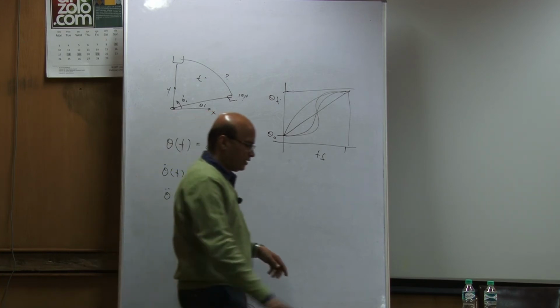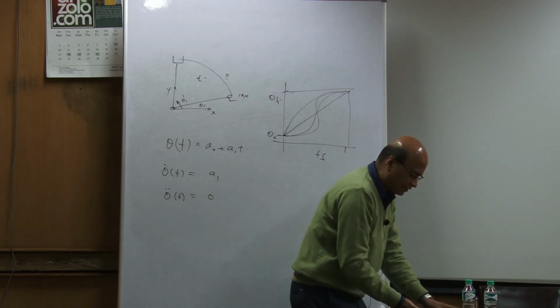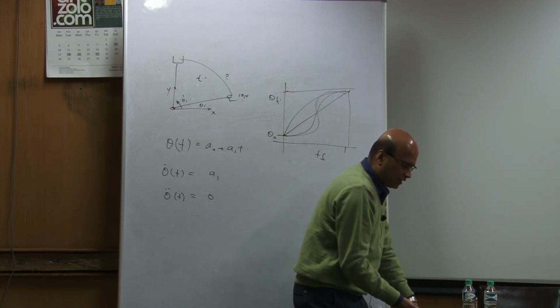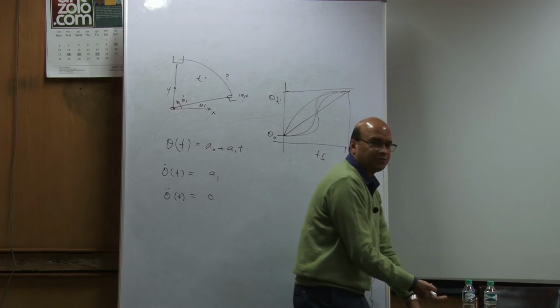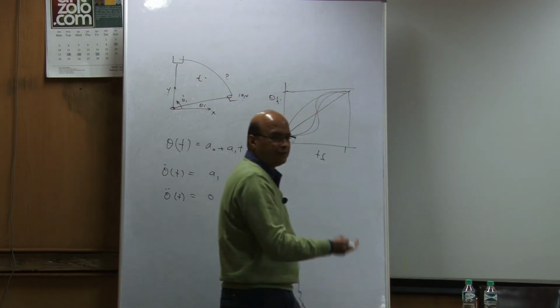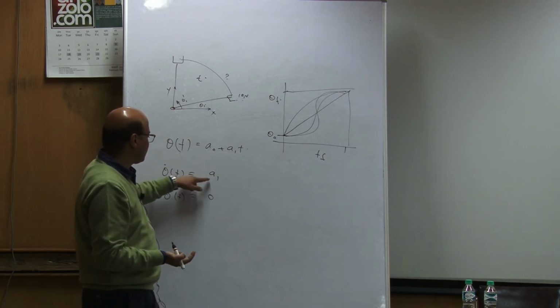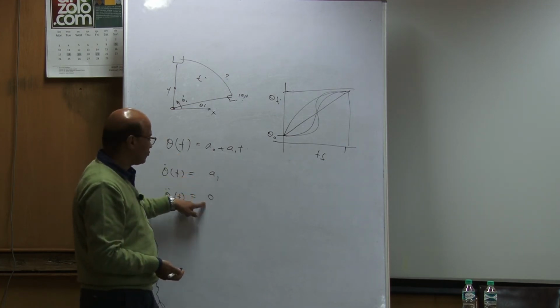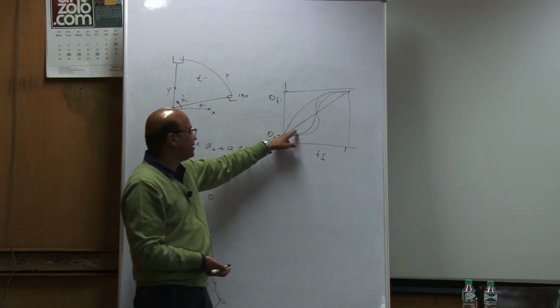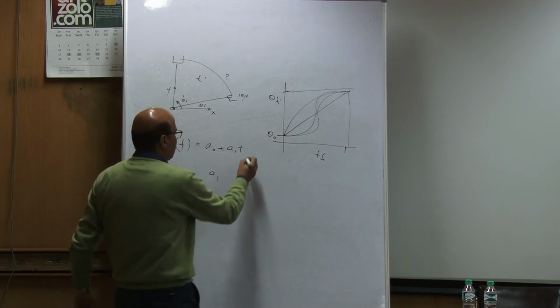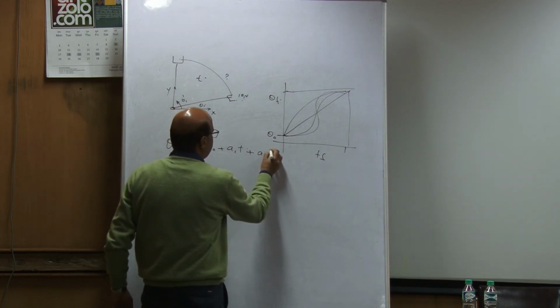So if there is a physical body here, and I am pushing it to go from here to here in some time t, I am going to give some force and it will move from here to here. So there is a variation of the position, velocity and acceleration also. If I write the equation like this, then constant velocity is not possible. This is also not possible. That means a straight line is not possible. So if a straight line is not possible, we add one more term, a1 t squared.